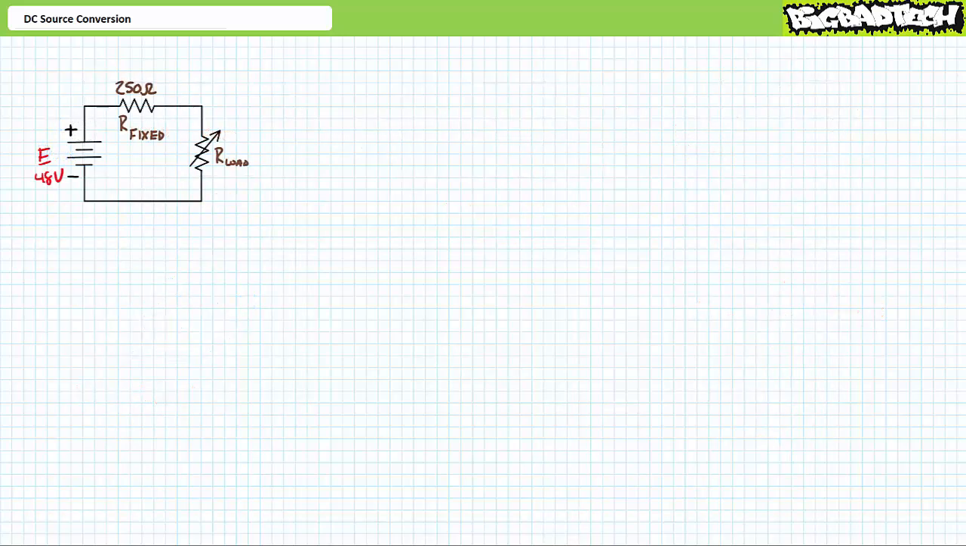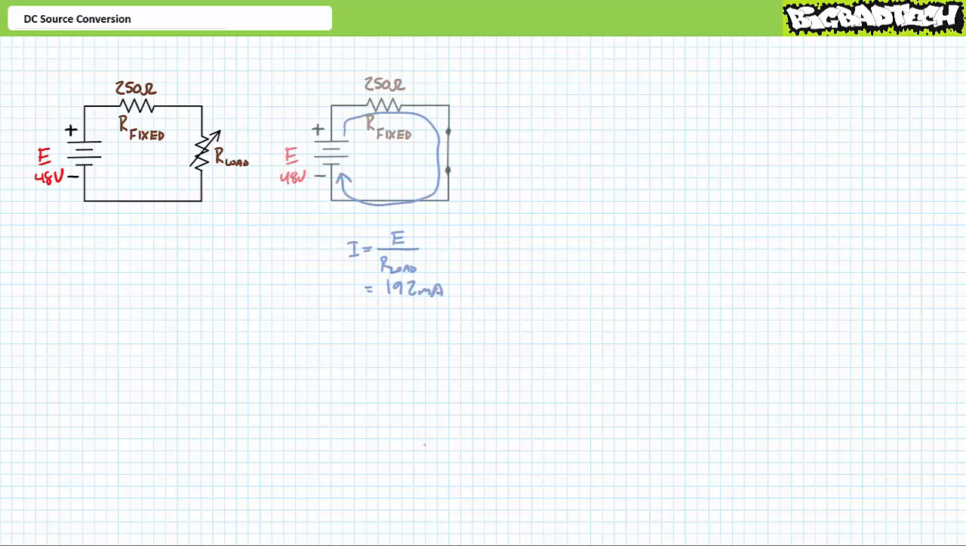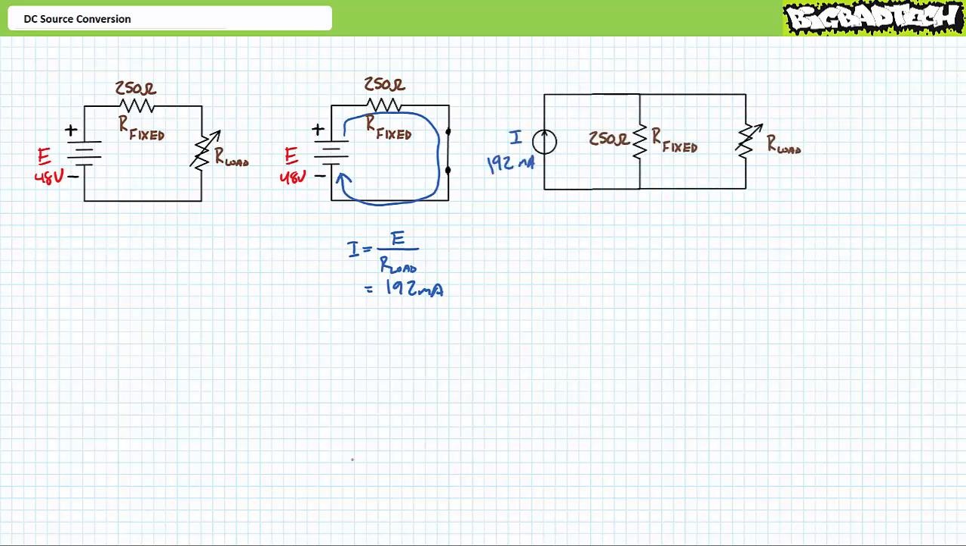Our second illustrated example features a 48 volt source in series with a fixed 250 ohm resistor in series with a variable load resistor. With the variable load resistor removed and a short circuit put in its place, an application of Ohm's law demonstrates the short circuit current will be 192 milliamperes. Therefore, a 192 milliampere current source in parallel with a fixed 250 ohm resistor should behave identically.